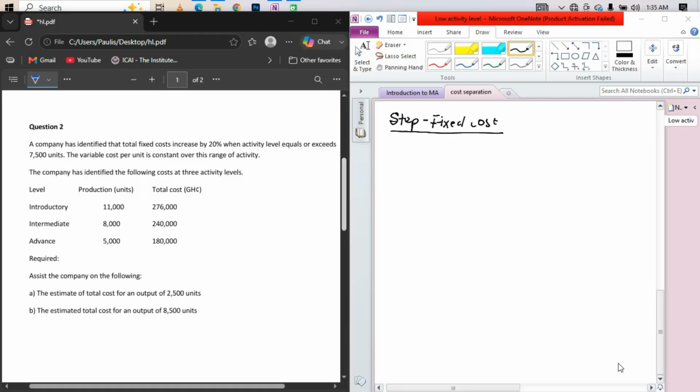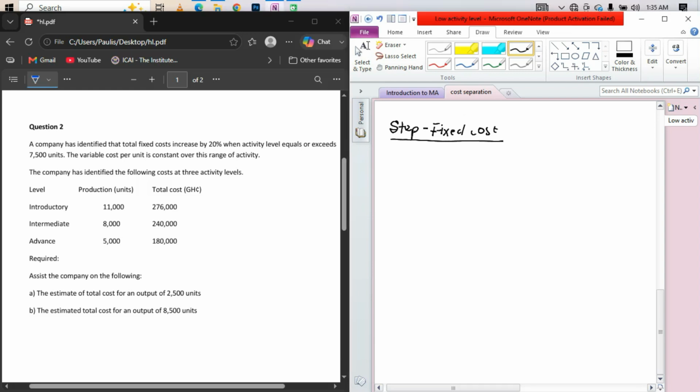Alright, welcome once again. We want to look at how to separate variable cost from a step fixed cost, or when there's a step fixed cost, how can we separate it using the high-low method. And we say anytime there's a step fixed cost, that means we have a range that we are working for, and there's a cost that goes beyond that range that gives us the step fixed cost.